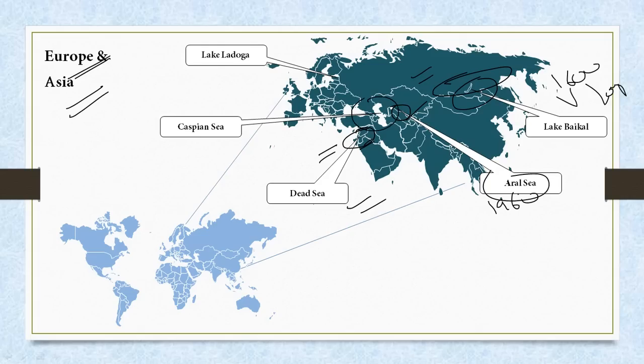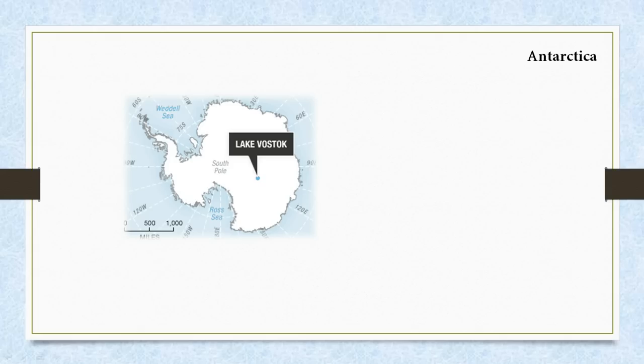Next, we have Caspian Sea. Caspian Sea is the largest enclosed inland body of water on Earth by area, and it is also the world's largest lake. The other important lake is Lake Ladoga in Europe. And the next important lake is Lake Vostok in Antarctica.